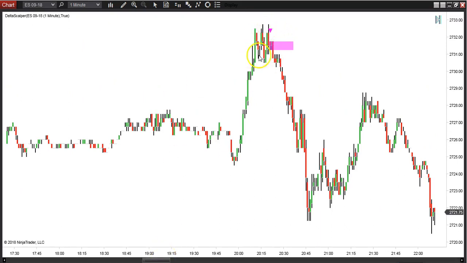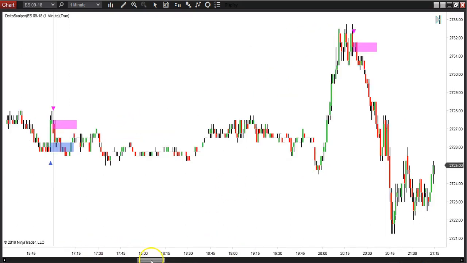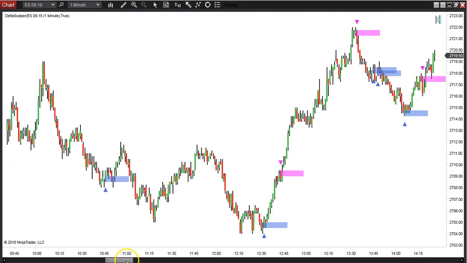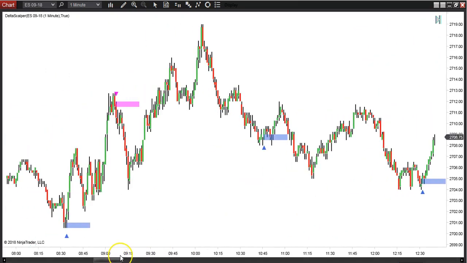But again, Europe, sometimes you get very thin volume, like here. Sometimes you get very nice volume and ranges. But again, it really depends on your trading style and how you trade, how you approach the market. There's no one right way to approach the market.